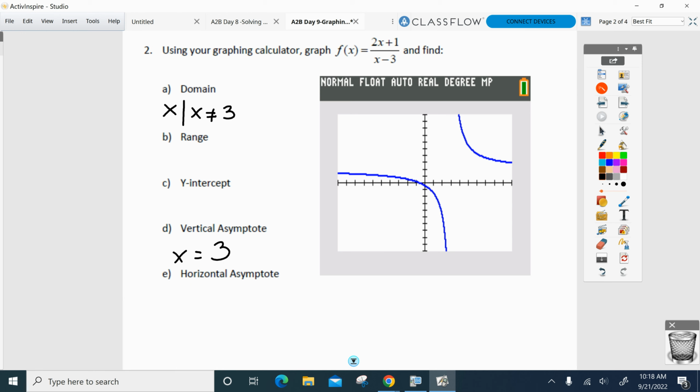How about range? Range? 2. Anything but 2. Yep. Y such that y cannot equal 2. And if we know the range, we now know the horizontal asymptote will be the line y equals 2.